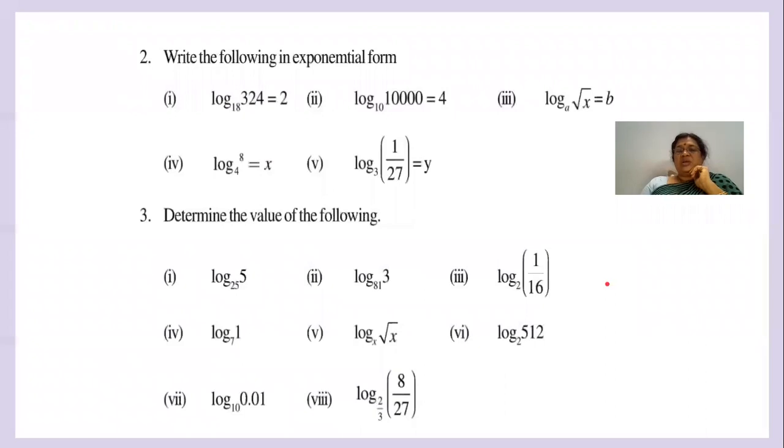Try to work out all the problems. The 4 model problems I have explained, so you can do it. When you practice, you'll get perfection. See here, in this problem, you have to find the value. These problems are very important. You may get them for 1 mark questions or fill in the blanks.